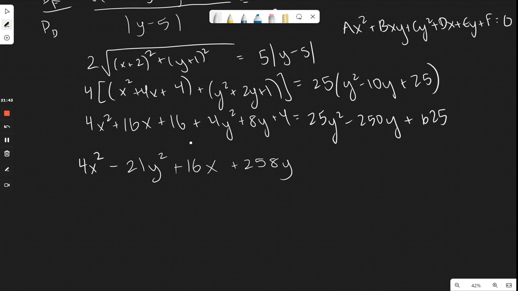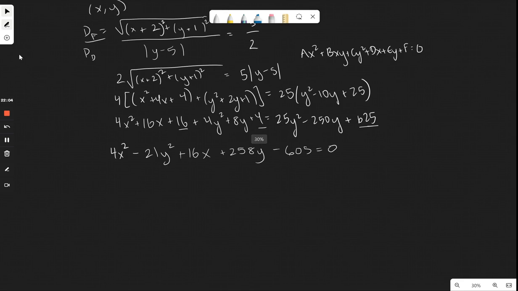And so now we just have our constant. So that's 16 and 4, which is 20. And then 625. So 20 minus 625 is -605 equals 0. So this should be the equation of our conic section. Okay, good job. We did it.